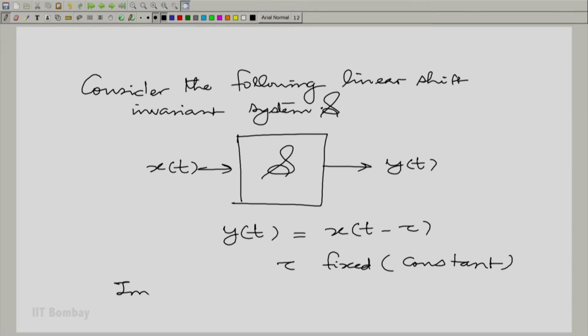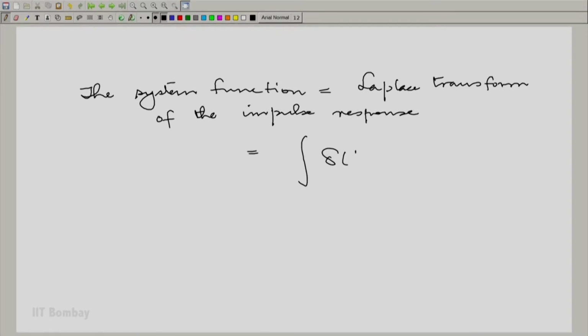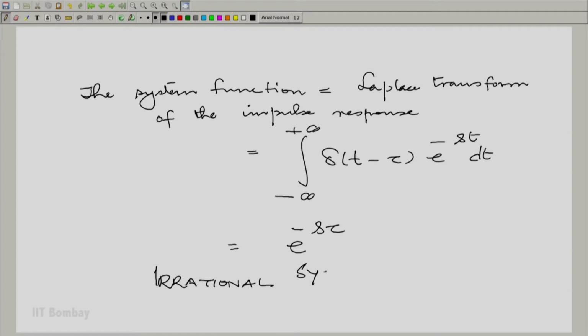The impulse response is very simple: apply an impulse, it would be simply delta of t minus tau. And of course, this has a Laplace transform. The system function, which is the Laplace transform of the impulse response, is of course e raised to the power minus s tau. It is an irrational system function, and therefore, this is an irrational system. So, what is wrong with that? What is wrong with being irrational?